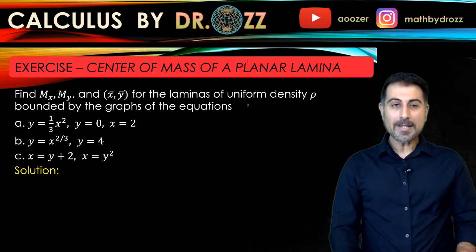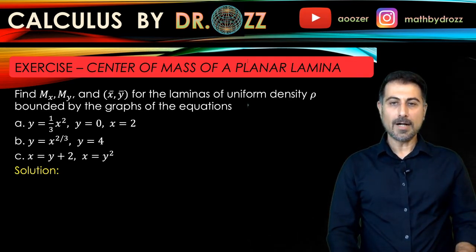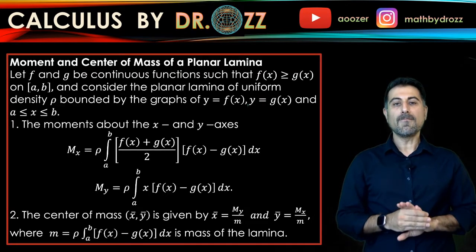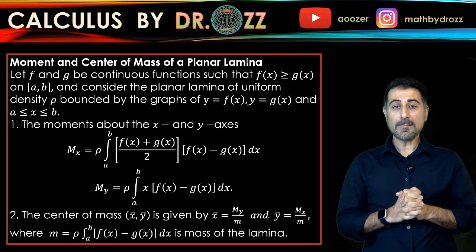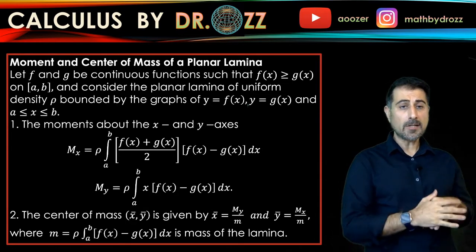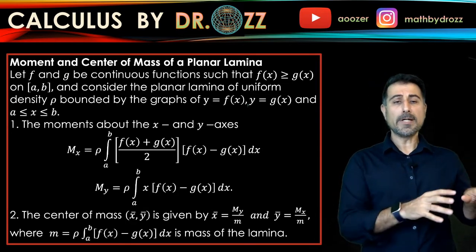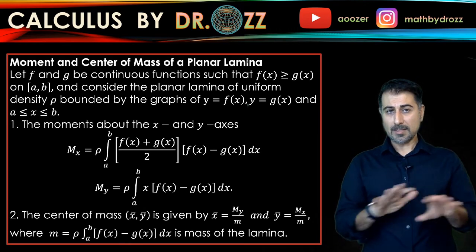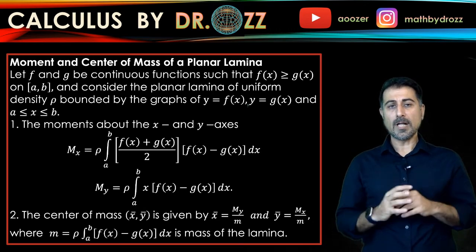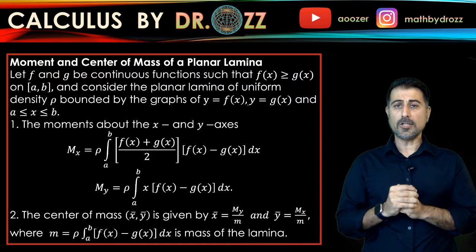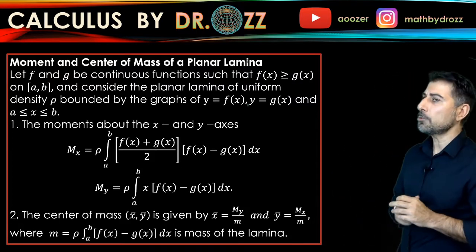But at this moment, I want to remind you of the formulas for finding the center of mass of a planar lamina, because we have to rely on integration. So this is not finding the center of mass of a two-dimensional system. This is a completely different deal. We have to rely on integration here. So what do we have? Let's just quickly go through this.